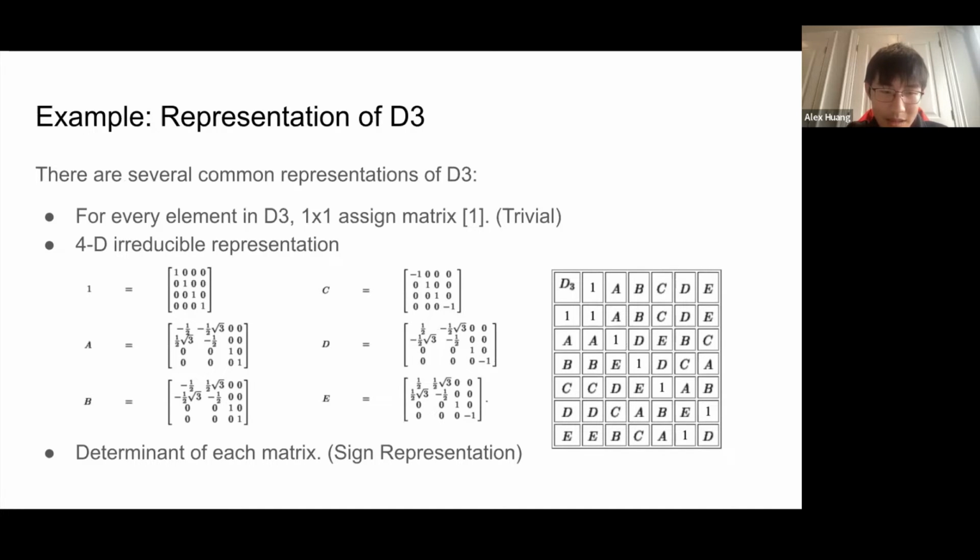And the third representation is simply taking the determinant of each matrix. This is called a sign representation. Basically, it works because the determinant of matrix A times the determinant of matrix B equals the determinant of the product AB. You don't have to know this, but notice that for any group, the representation is not unique. You can have a variety of different representations in a variety of different dimensions.